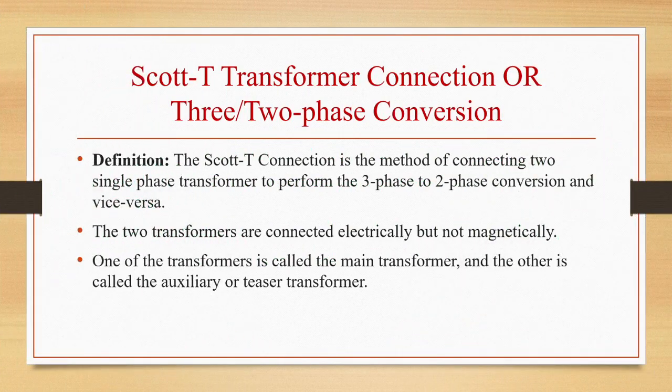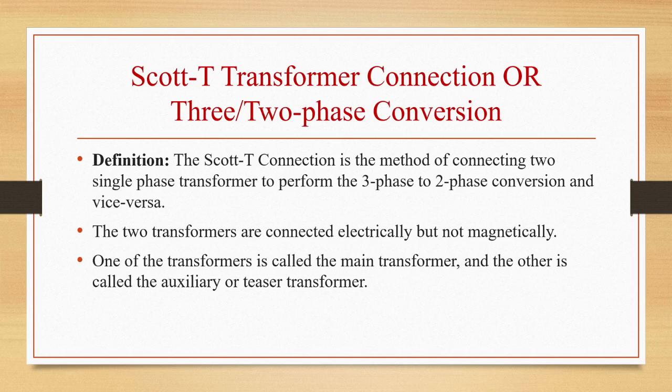So Scott transformer connection or 3 phase to 2 phase conversion. Let us see the definition. Scott connection is the method of connecting two single phase transformers to perform the 3 phase to 2 phase conversion and vice versa. So vice versa means what? We can convert it to 3 to 2 phase or 2 to 3 phase. So this connection of 3 to 2 phase conversion is also called Scott connection.